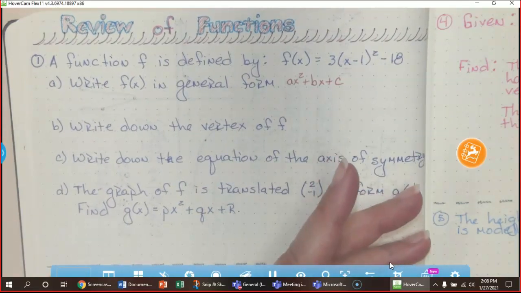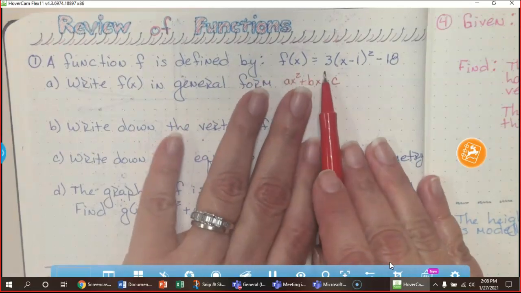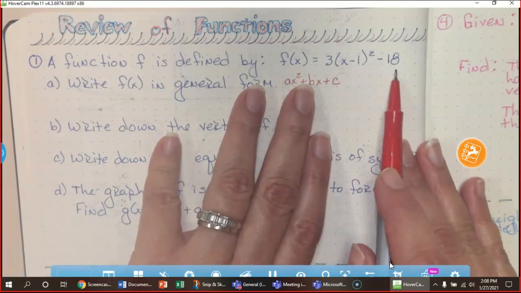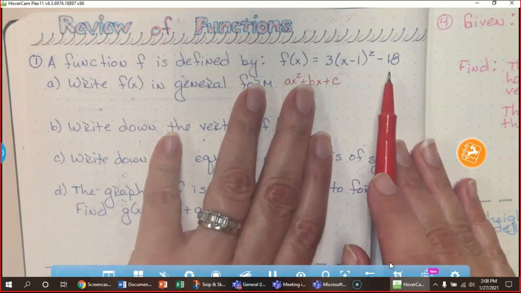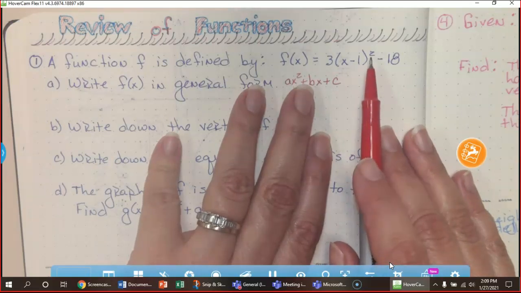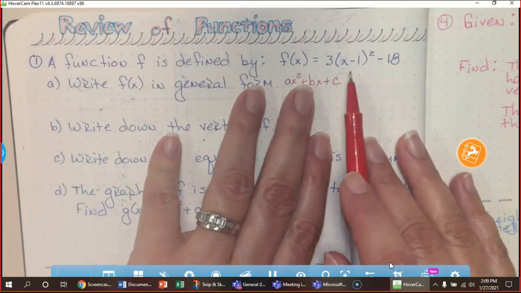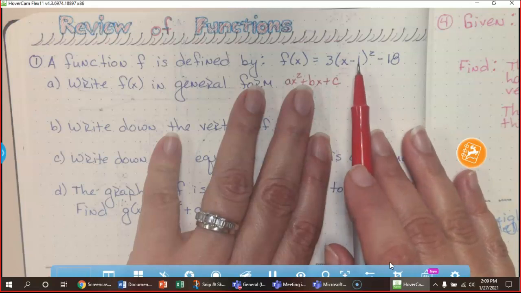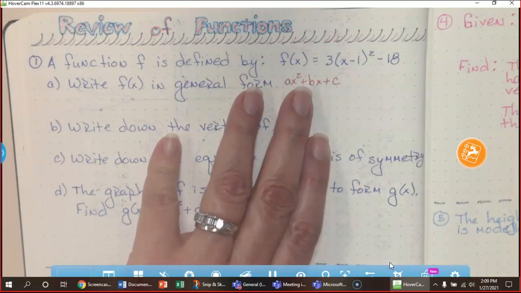We need to expand. So if I look at this right here, this is already in vertex form. So what we need to do is figure out how we expand this. We're going to use my order of operations. So what comes first? The (x minus 1) squared. Yes! Anytime I have something being squared like this, all I have to do is square the first, square the last, multiply, and double. Right?